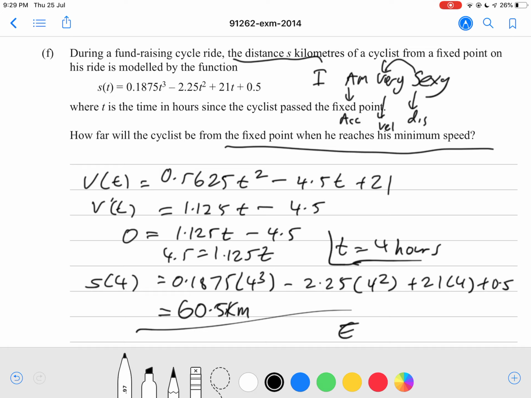Yeah, sorry about that t equals 0.25 confusion. That's just me being silly. Sorry about that, guys. That's really not acceptable, but sorry.